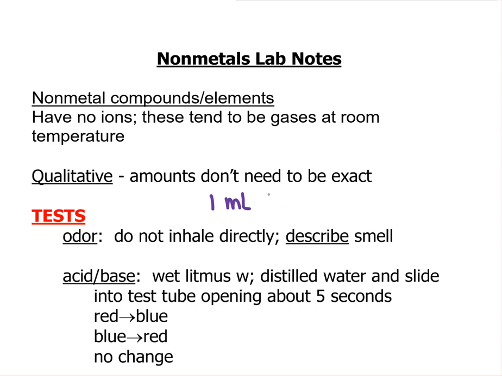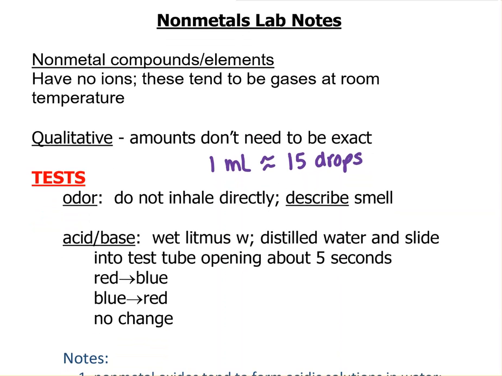And so when you get your reagents, you can estimate. When it says 1 milliliter, you can use 15 drops. And that'll save you time and from having to wash your graduated cylinder and so forth. So every time you do a reaction, you'll do some different tests, and we have you do different tests on different non-metal compounds, based on their properties.